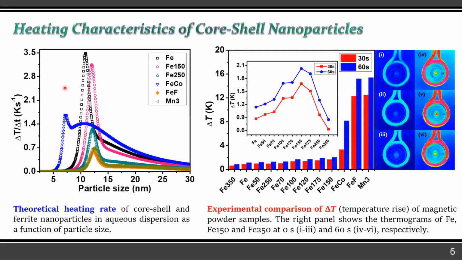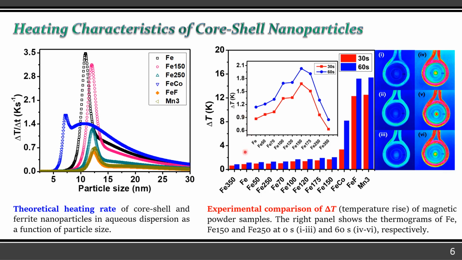This figure shows the theoretical heating rate of partial and ferrite nanoparticles in aqueous dispersion as a function of particle size. Fe and Fe150 show the highest heating rate for the particle size range of 10 to 13 nanometers. FeCo shows better heating than the ferrite samples for a wide range of particles from 6 to 20 nanometers. This shows that we have prospects for Fe and FeCo partial particles in hyperthermia better than the ferrite samples.